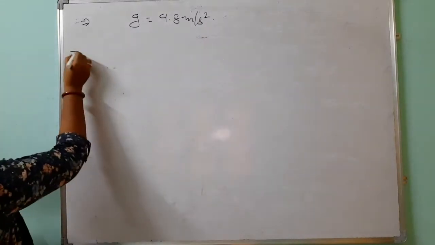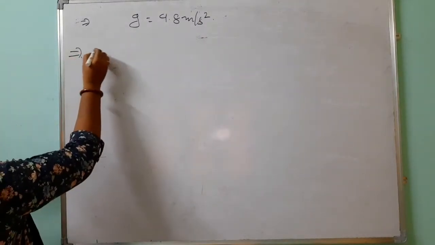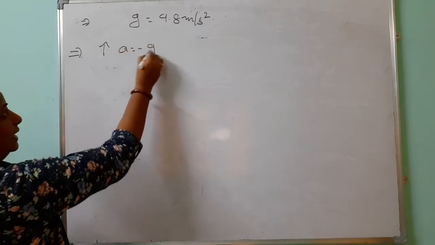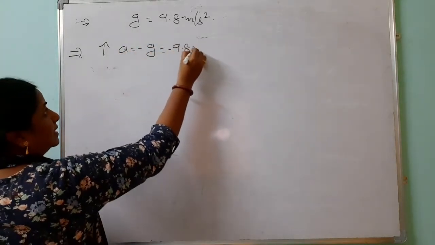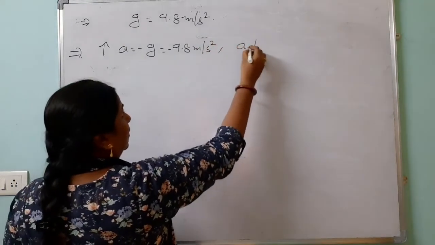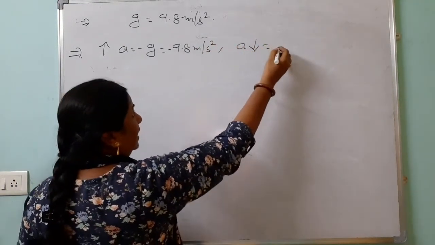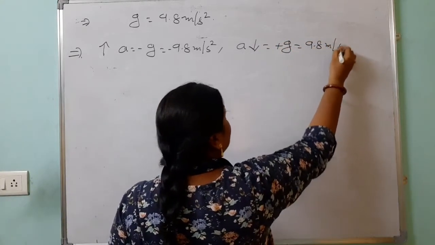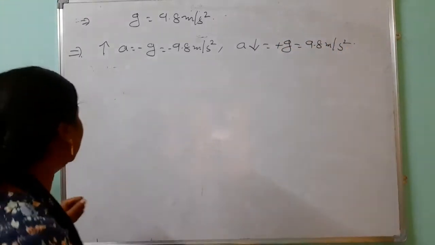Now there are different cases. Remember that if the body is projected upwards, A equals minus G. For some calculation purposes we are taking 10 also. If the body is coming downwards, A equals plus G, 9.8 meter per second square. Now I am going to explain.